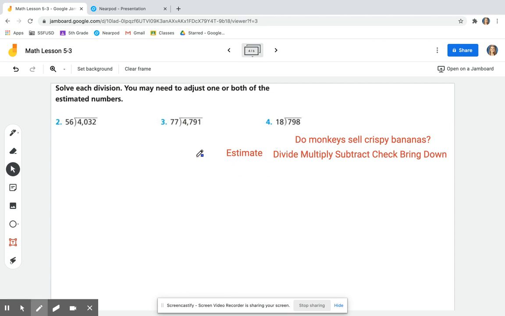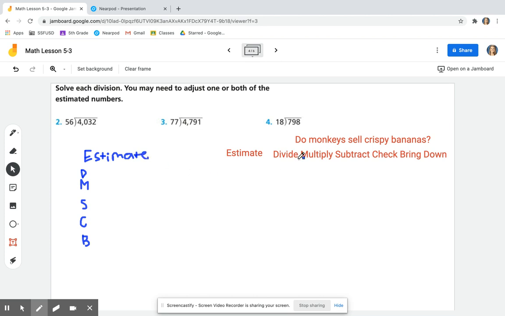I like to put the first letters of each step for digit by digit on the side so I can keep track of each step of my division, basically. So on the side, what I'd like you to do is I line it up like this: D, M, S, C, B, and those letters again stand for divide, multiply, subtract, check, and bring down. So have those letters on the side like I do. And then an additional step with 2-digit divisors, of course, is to estimate our divisor first before we begin dividing. So at the top, I am also going to write estimate.